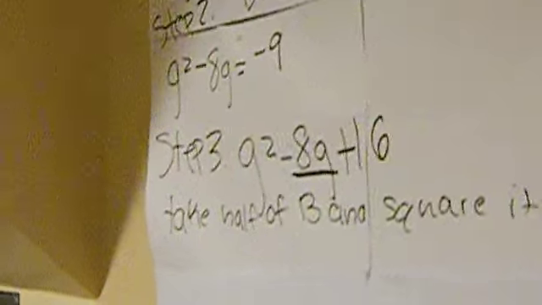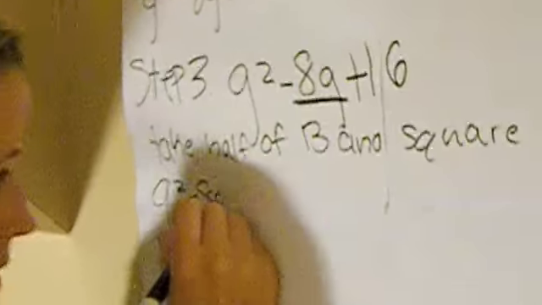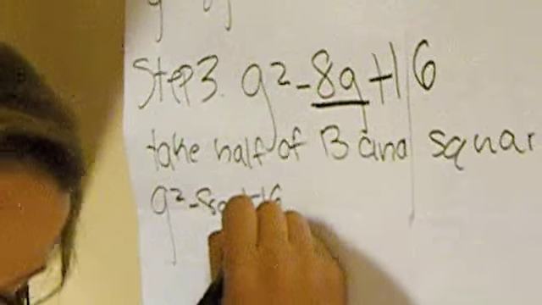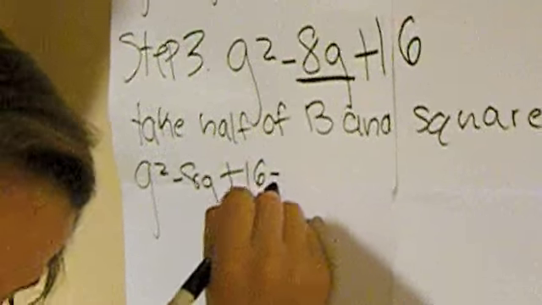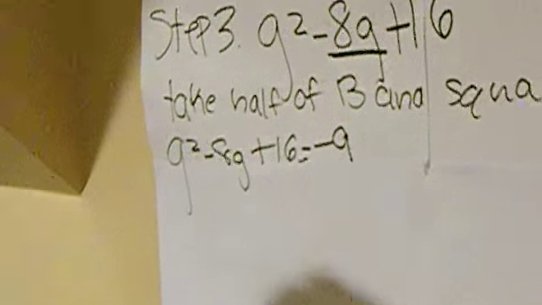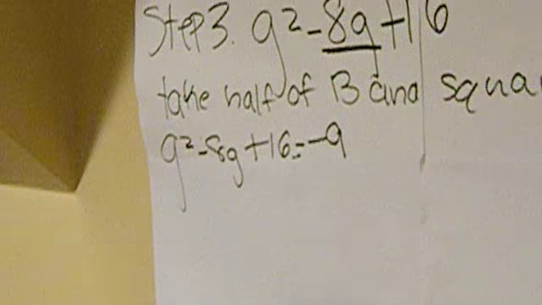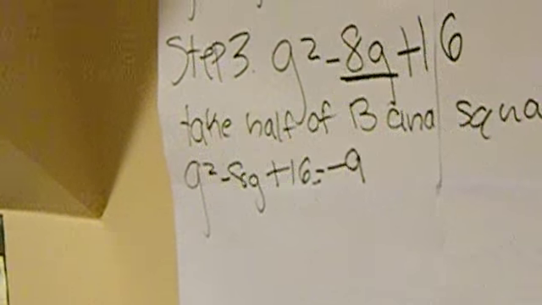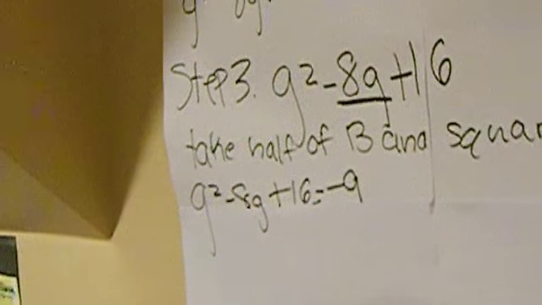Now, rewrite your equation using the answer you just found. G squared minus 8g plus 16 equals -9. But you have to balance the equation, so if you add 16 to one side, then you have to add it to the other. So, -9 plus 16.